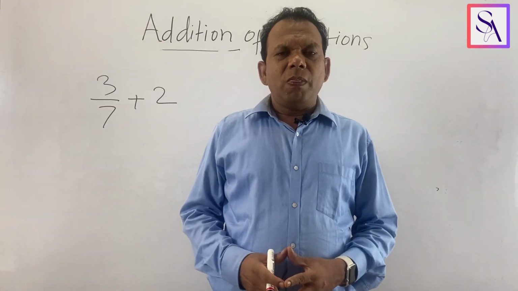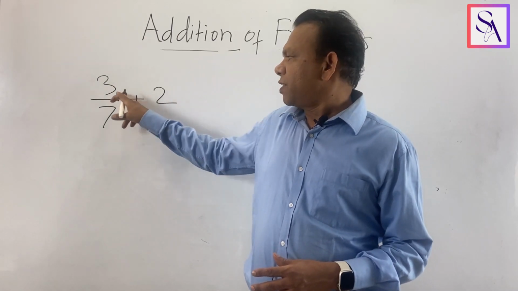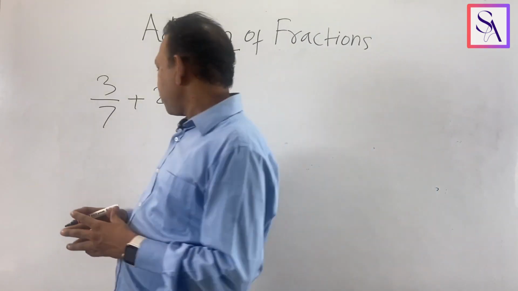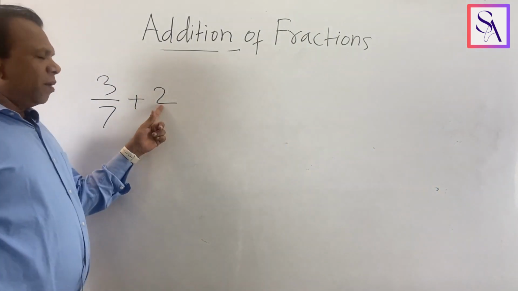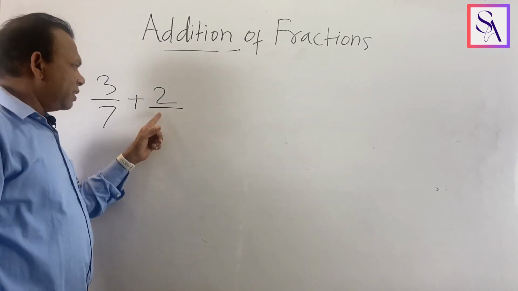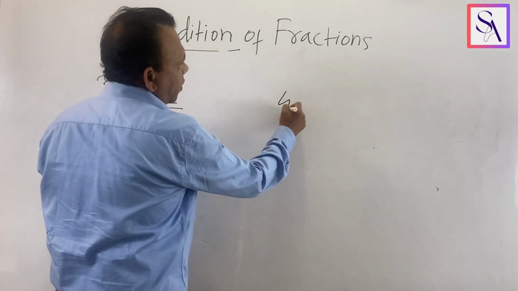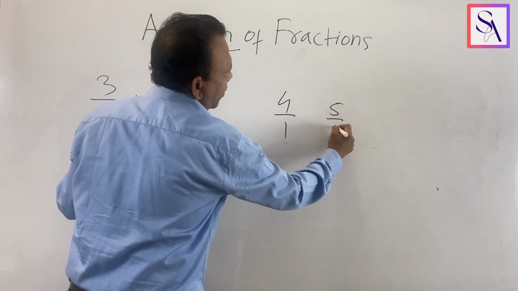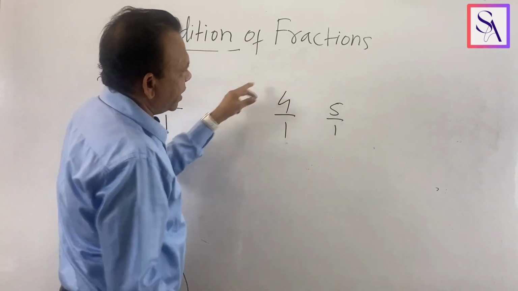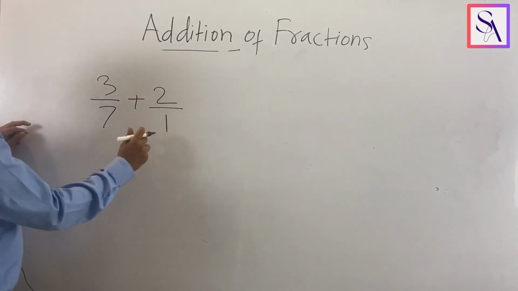Right? Now how to add a fraction and a whole number? So here the fraction is 3 by 7 plus the whole number 2. So how to add those two? We know that any whole number can be converted into a fraction, because below any whole number there is 1 always, which is invisible. Below 4 there is 1 always, below 5 there is 1 always in the denominator, right? So we are going to use this in our example. So 3 by 7 plus 2 by 1.